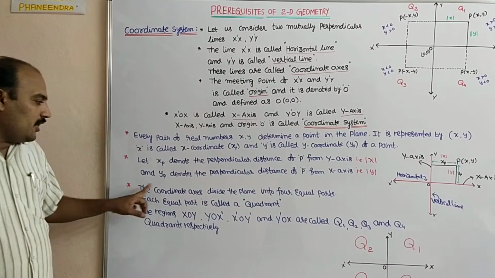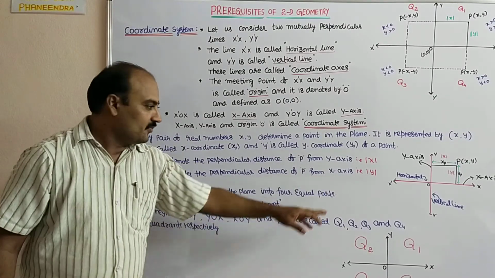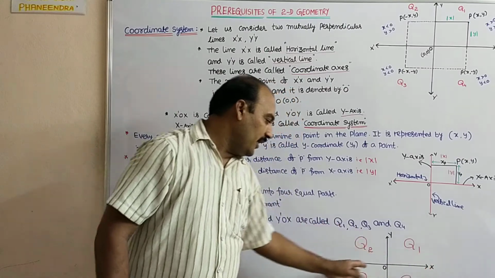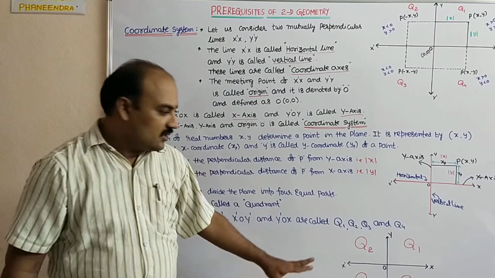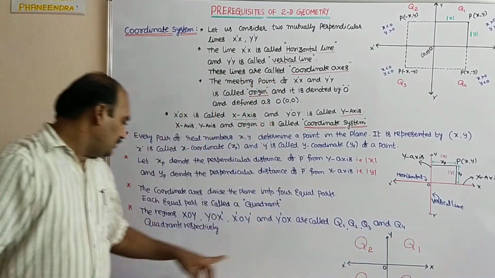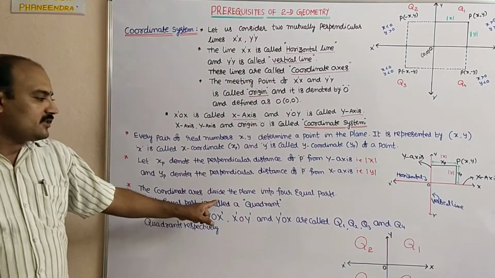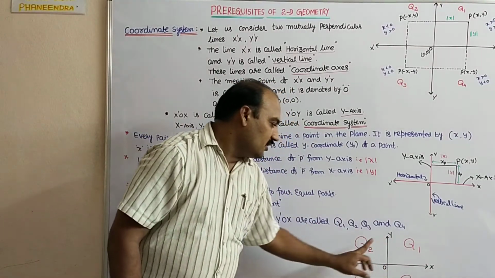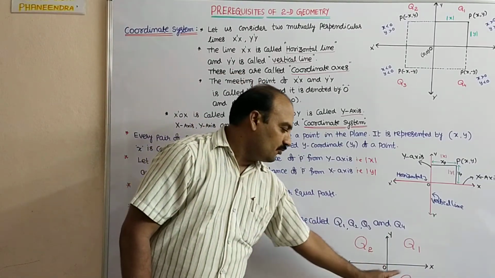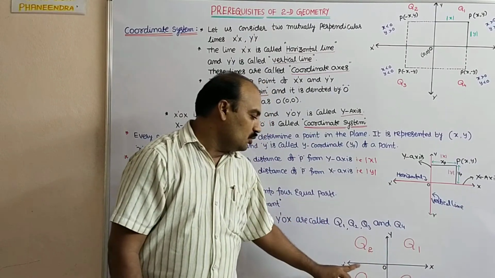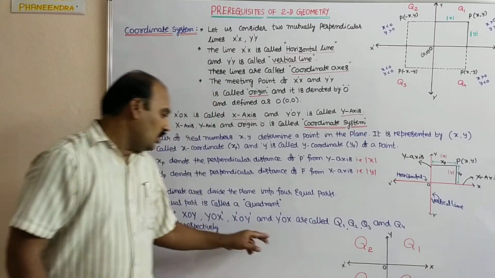After that, the coordinate axes divide the plane into 4 equal parts. This is the coordinate system. The coordinate axes, X'OX is the x-axis and YOY' is the y-axis, divide the plane into 4 equal parts. Each equal part is called a quadrant. This is the first part, second part, third part, fourth part. So Q1, Q2, Q3, Q4. Each part is called a quadrant.